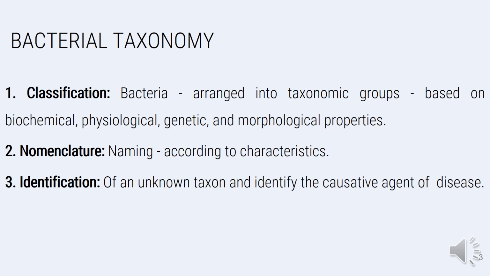First is the classification. So bacteria can be classified based upon the arrangement into taxonomic groups based upon biochemical, physiological, genetic, and morphological properties. Nomenclature means the naming according to the characteristics. Next comes identification. So identification of an unknown taxon and identification of the causative agent of a disease is done.